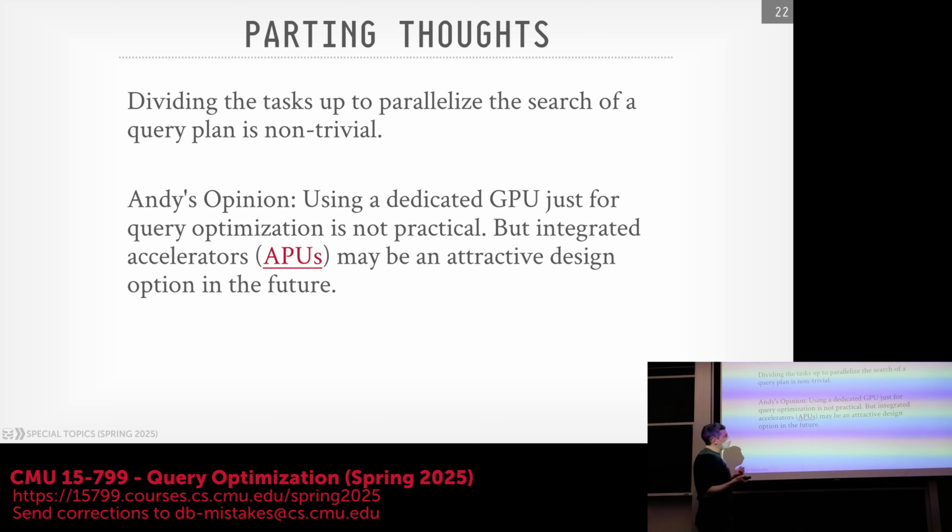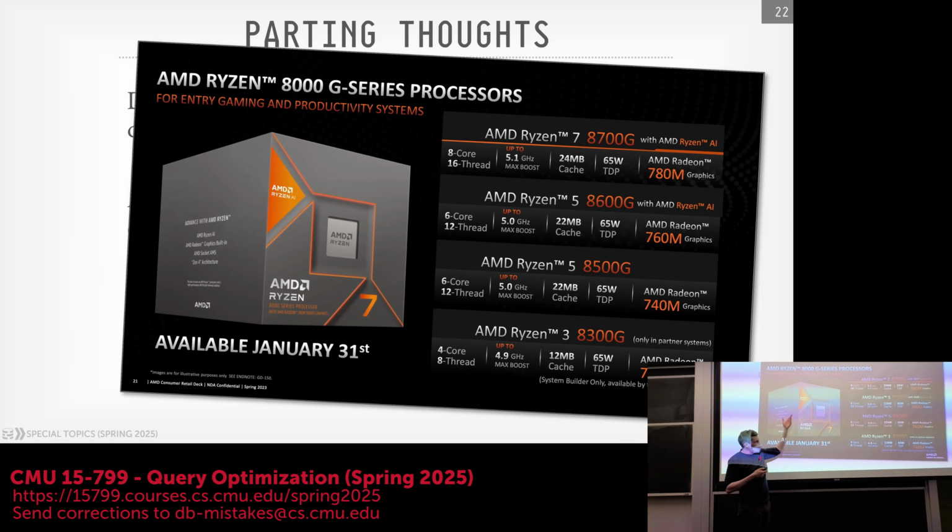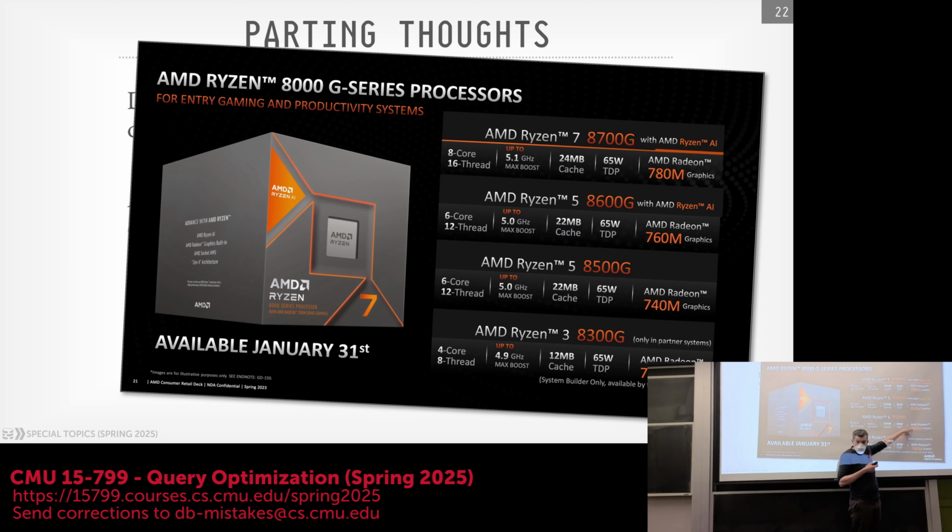But there are CPUs now that come with what AMD calls APUs. They're basically integrated graphics chips. You can now get Ryzen CPUs, this is from 2 years ago, that have some kind of Radeon thing in there. Is it going to be super powerful, like a 5090? No. But is it going to be better? It's going to be a lot of cores.